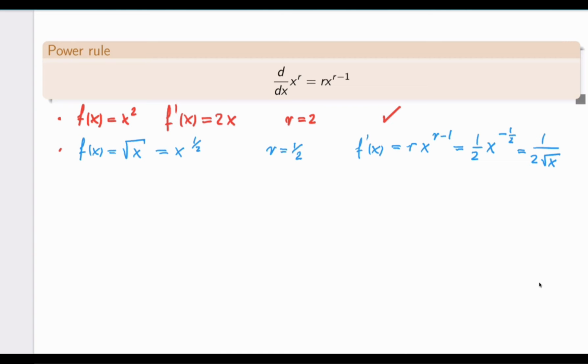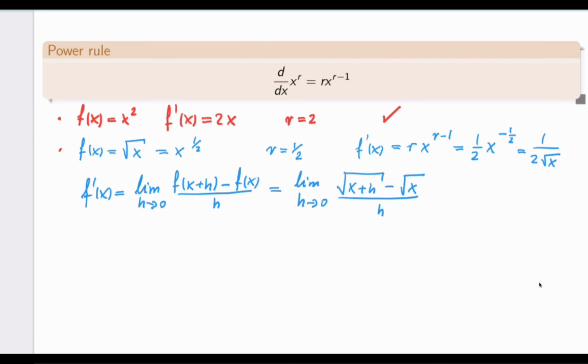In this case, I like to go back to the differential quotient and compute this explicitly and see if we are correct. So f prime at x equals limit as h goes to 0 of f of x plus h minus f of x divided by h, which is then, subbing in the function, limit as h goes to 0 of square root of x plus h minus square root of x divided by h. And now comes a trick which I like to show you, which is called rationalization. You multiply with the conjugate term.